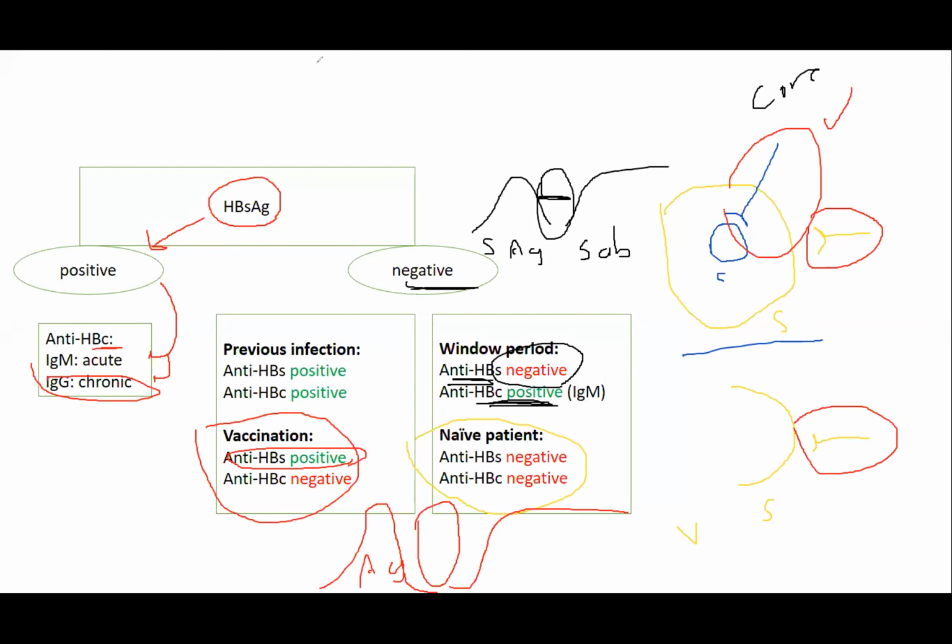Someone is asking about the timing of each antibody. Should we know the incubation period for each virus? I would say low yield. Know it, but I would say very low yield. I wouldn't waste my time on this.